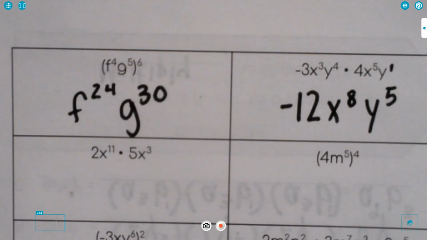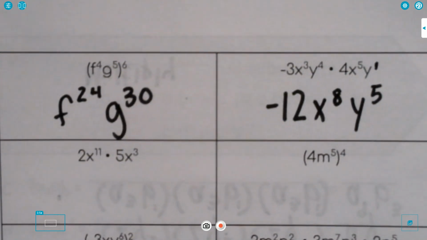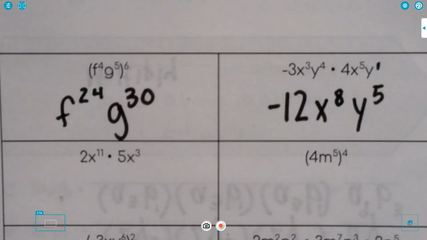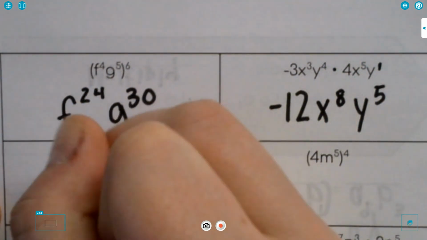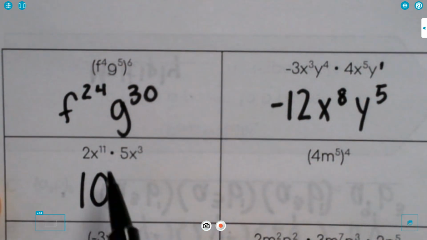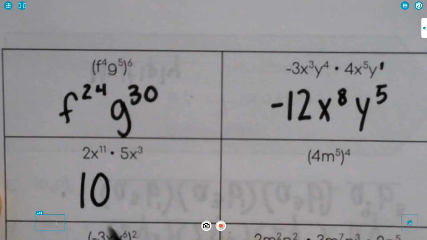Okay. Any questions on either of those first 2? Okay. So we got a couple more, or I guess 4 more. This next one, treat your normal numbers like normal numbers. So 2 times 5 is going to be 10. And then I add my exponents. 11 plus 3 is 14.